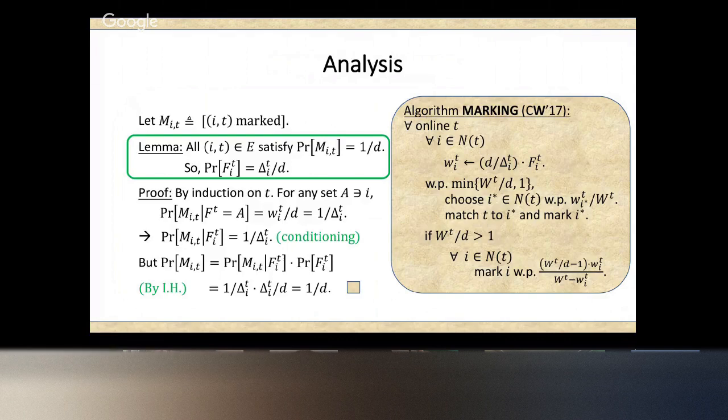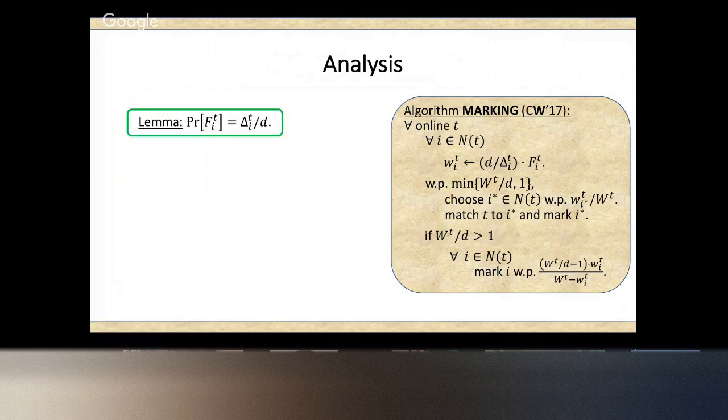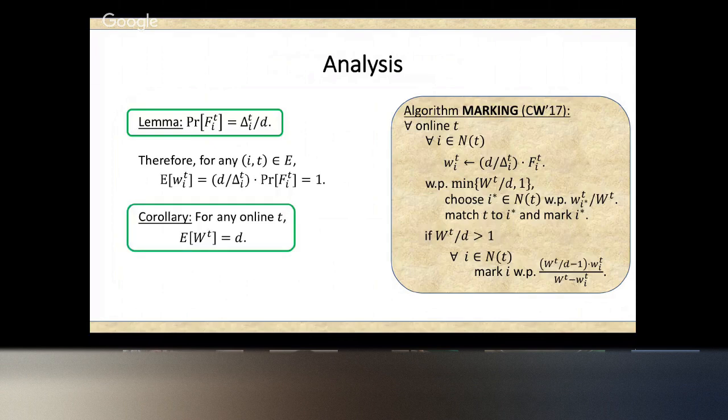This was our initial motivation, right? We wanted every edge to be matched with probability 1 over D. That seems like a bit of a stretch. So at least we want every edge to be marked with probability 1 over D. Okay. A few consequences of this. If the probability of I being free at time t is exactly its residual degree over D, then that means that the expected weight is exactly 1. Same thing we said before, right? This D over delta Ti is 1 over the probability of being free. And there's a corollary: the expected sum of weights is exactly D, again, as with our motivating examples.